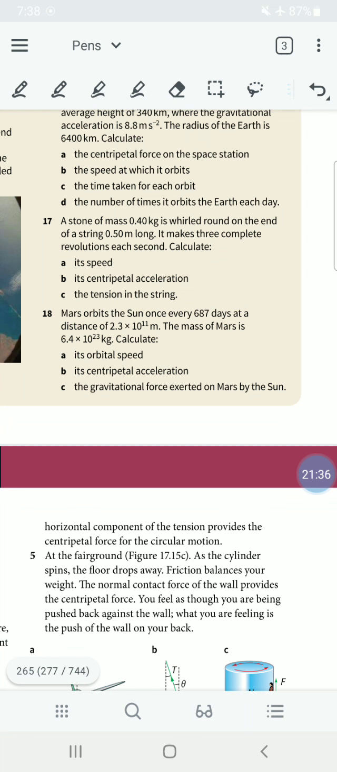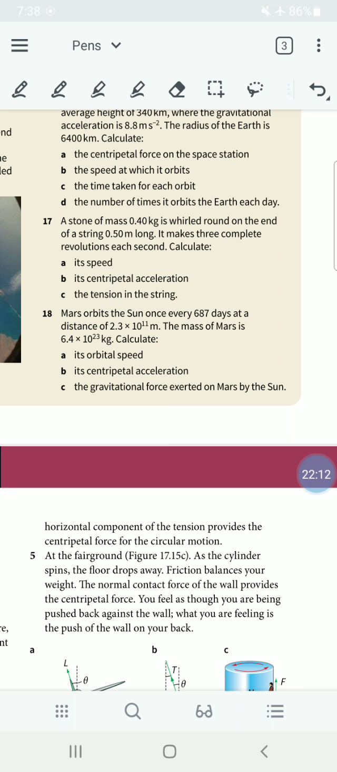Question number 18. Mars orbits the sun once every 687 days at a distance of 2.3 into 10 to the power 11 meters. The mass of Mars is 6.4 into 10 to the power 23 kilograms. Calculate its orbital speed. Once again, the 2 pi r story.